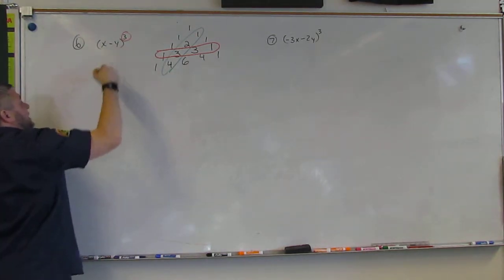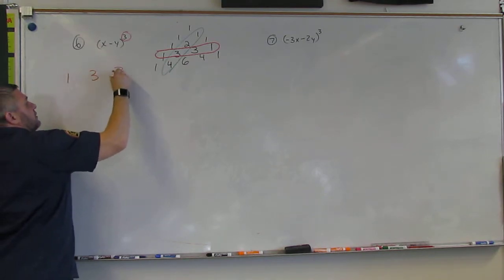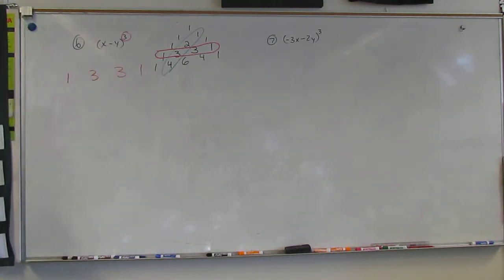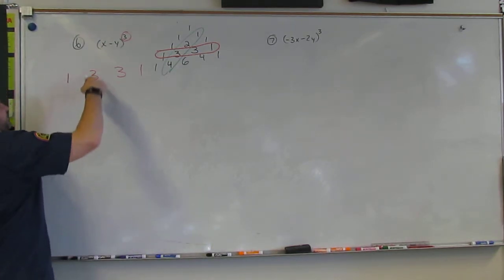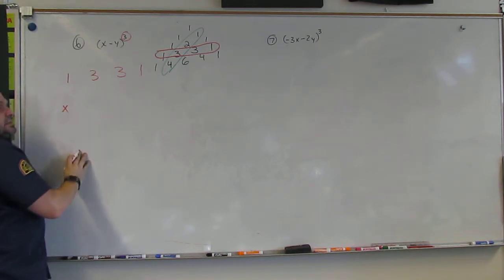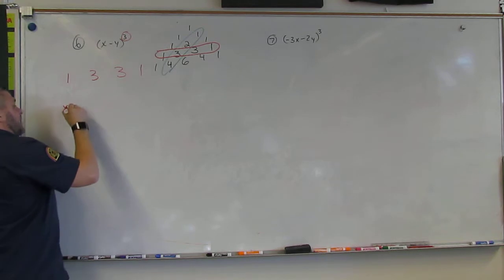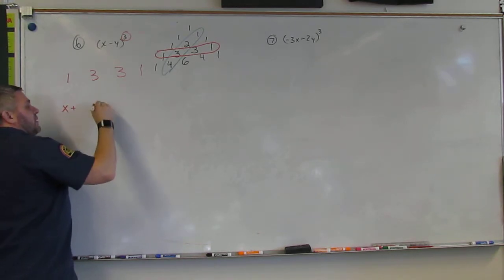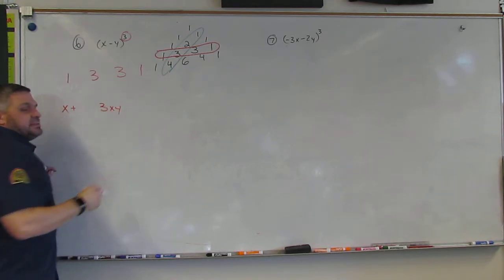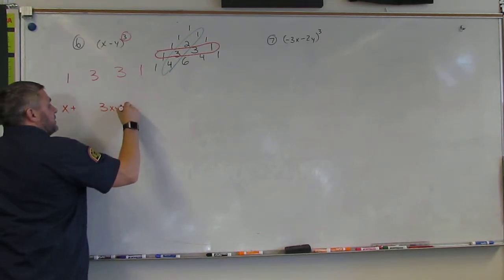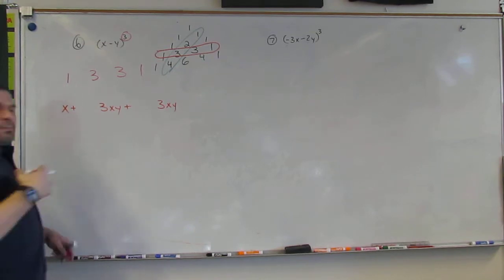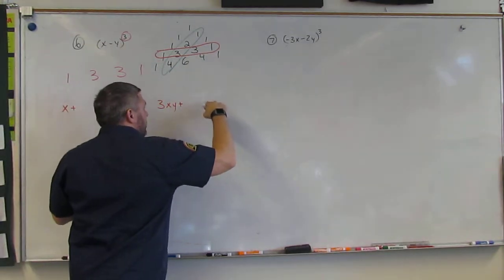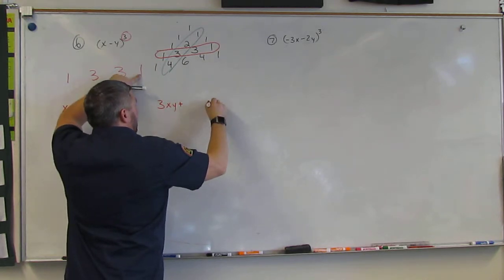So what it means is we're going to set it up as 1, 3, 3, 1. So what that means is I'm going to take the x's and I'm going to have 1x plus 3 x's and y's plus 3 x's and y's plus 1 y.